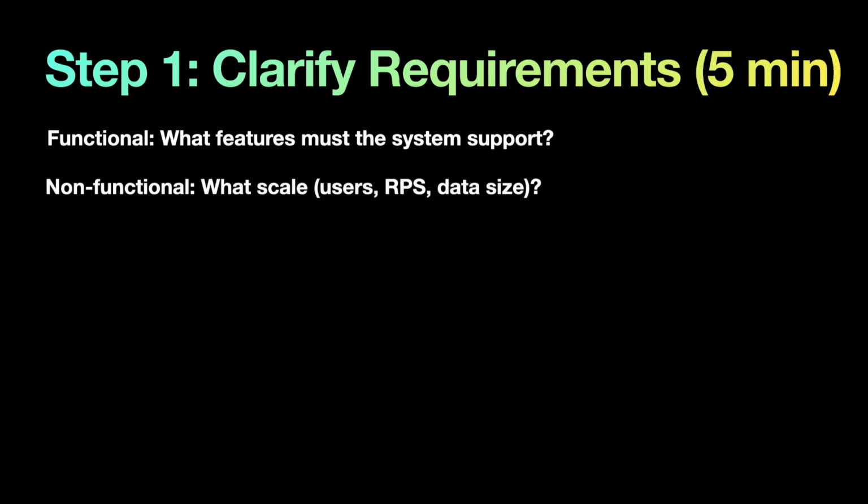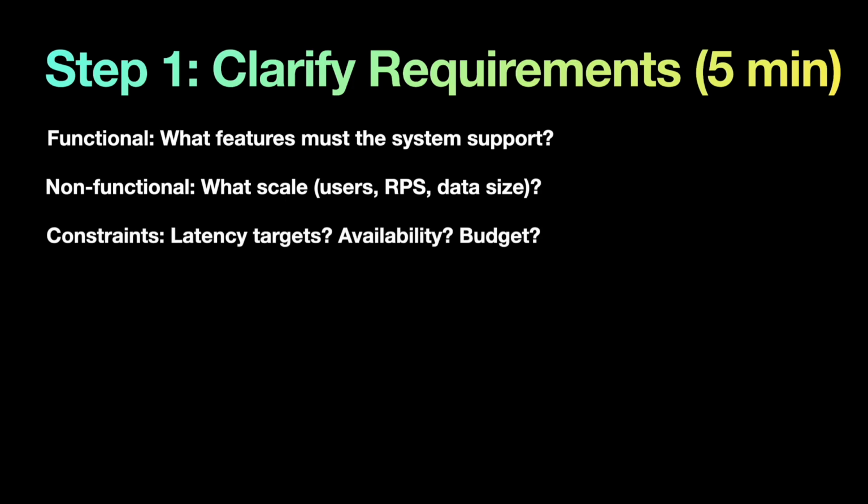Next is the non-functional requirements. This is one of the critical pieces because this defines the system behavior, right? How many users, the RPS, the data size, what is the scale? Those are the non-functional requirements. And then the constraints of the system: what are the latency targets? Should the system be 99.99% available? What are the budget or cost constraints? These define the requirements that you should be clarifying before diving into giving out any solution.